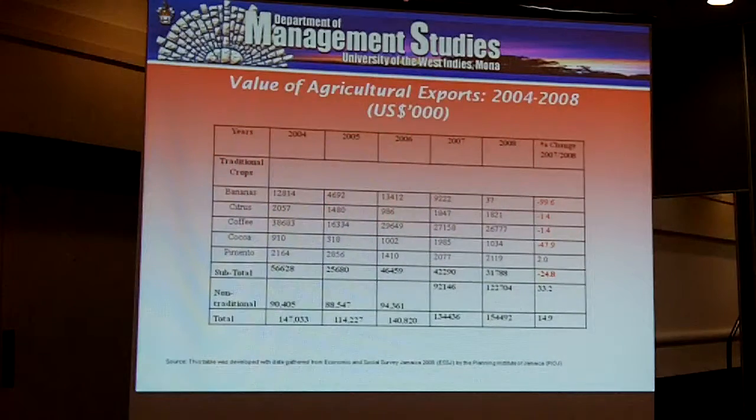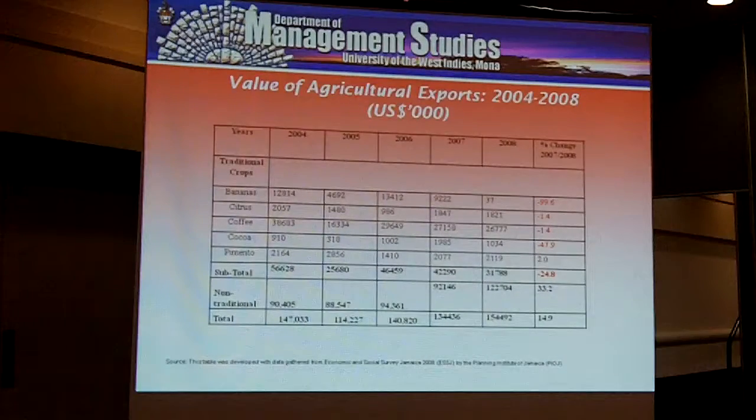This is some data showing value of agriculture exports over the last 4 years. As you can see, the only real area of positive is in the non-traditionals. The yams, vegetables, that kind of thing. But most of our major crops have been in serious decline. And what we have recognized is that each of those crops, bananas, citrus, coffee, cocoa, have different problems. The problems are not similar.